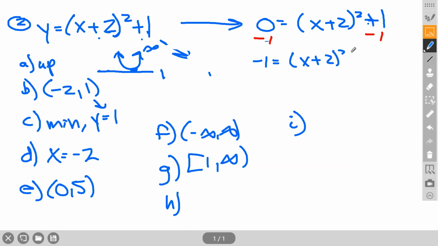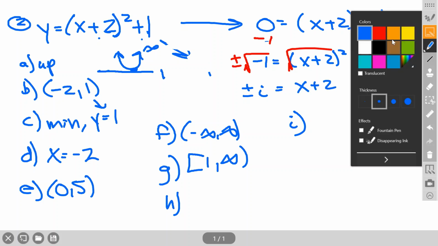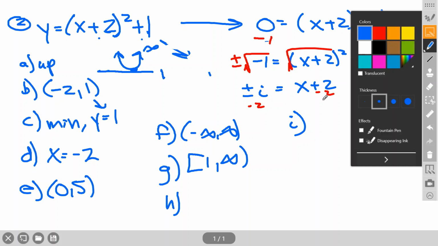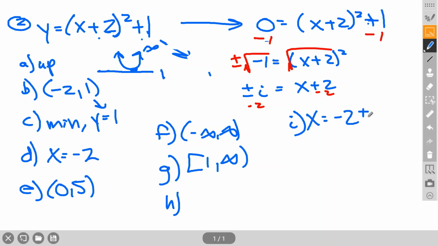(x plus 2) squared. So I'll square root both sides to get rid of the square. Don't forget the plus or minus. So I get plus or minus i equals x plus 2, because the square root of negative 1 is i. I'll subtract 2. So my solutions: x is equal to negative 2 plus or minus i. There are two solutions, negative 2 plus i and negative 2 minus i. So this is all the information for number 2. You can use this information to graph it, and you can look at the graph on the answer key for letter H.